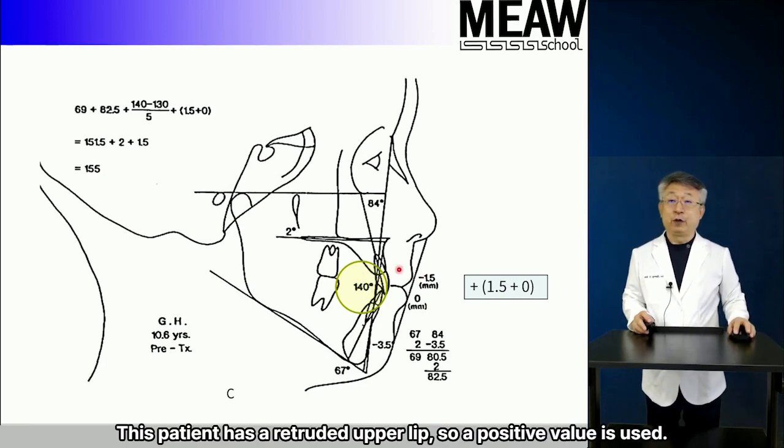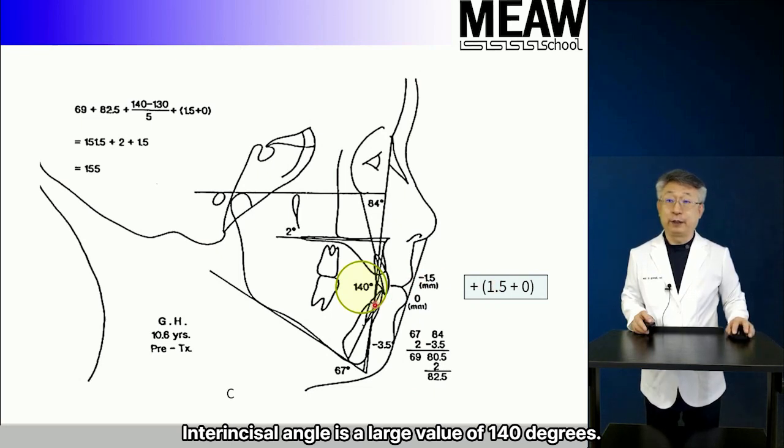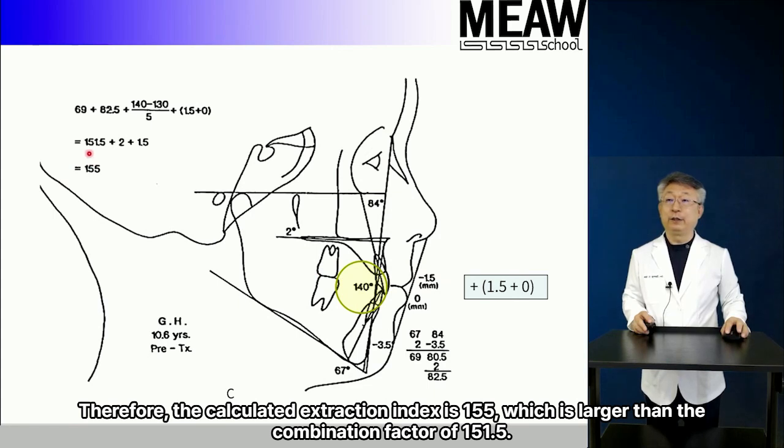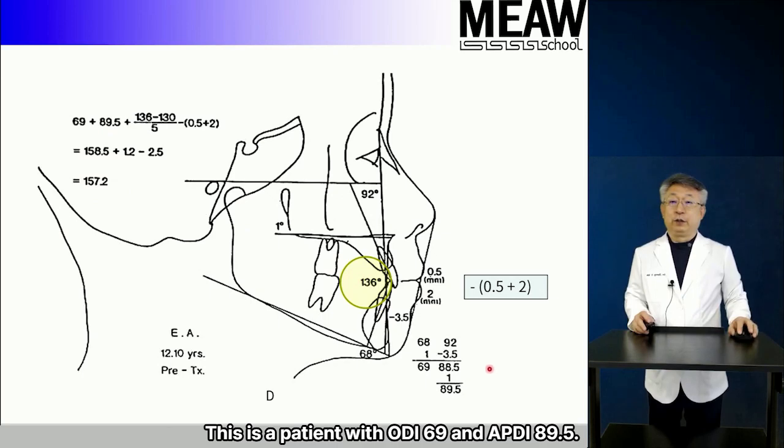This patient has a retruded upper lip, so a positive value is used. Interincisal angle is a large value of 140 degrees. Therefore, the calculated extraction index is 155, which is larger than the combination factor of 151.5.